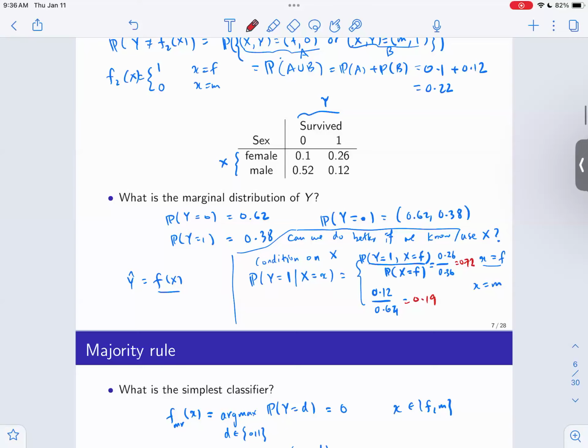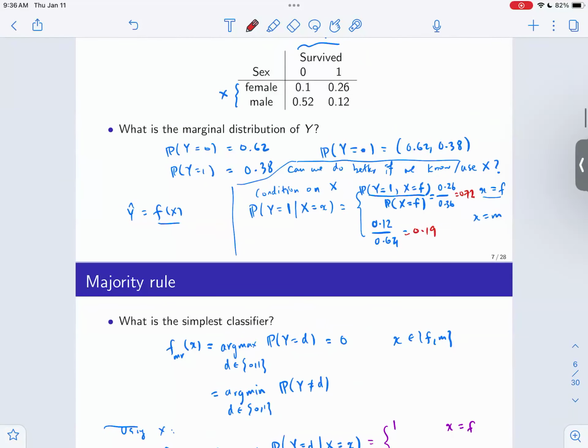Then we added the feature x, and intuitively we argued that now we should look at the conditional probability, the probability that y is 1 or 0 given x. Because the response is binary, you just have to look at one of these probabilities, since the other is 1 minus this. With basic probability you can calculate that if x is female, the conditional probability of survival is about 0.72. If they're male, it's 0.19. So when they're female we predict survival, and when they're male we predict they don't survive, because the probability of not surviving is 1 minus the probability of survival.